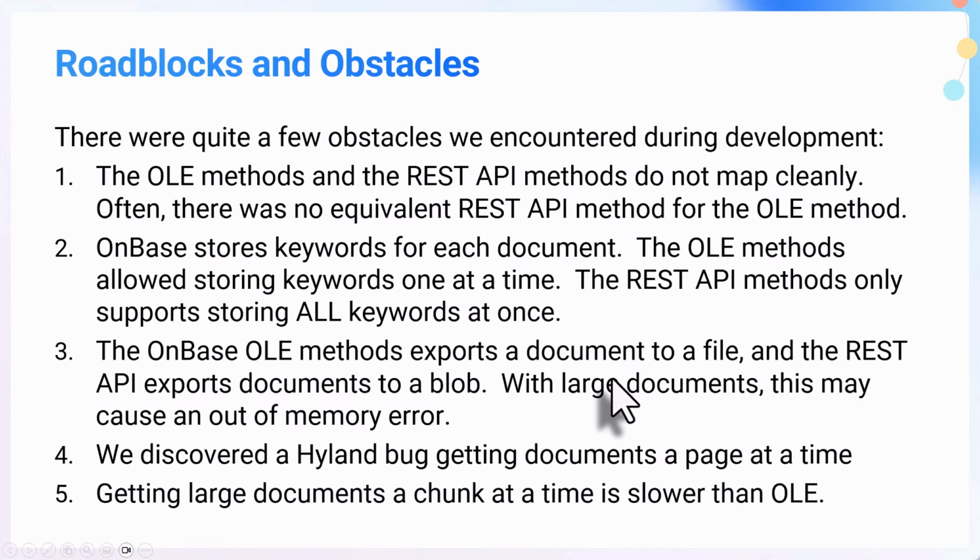After trying the page at a time, we tried getting large documents a chunk at a time, which is slower than the OLE methods. Part of this was due to the way the REST API deals with the documents. It exports them to a folder on the server, then sends them to the client. The antivirus software on the server blocked that export until the document could be reviewed, which slowed down the export quite a bit. When we forced the antivirus software to ignore the folder, it sped up retrieval significantly.